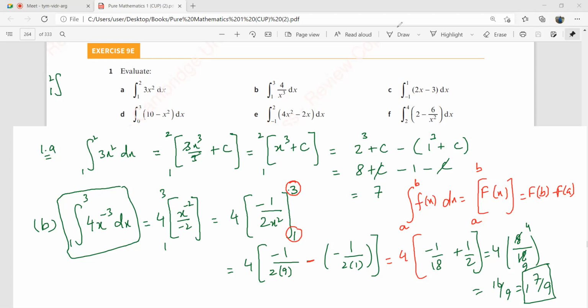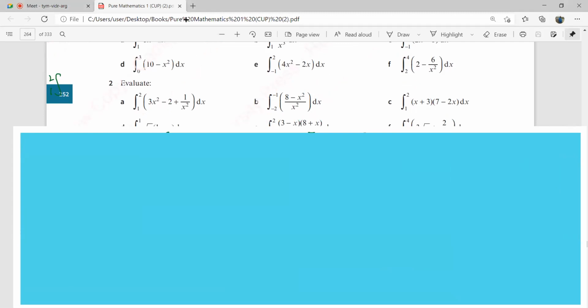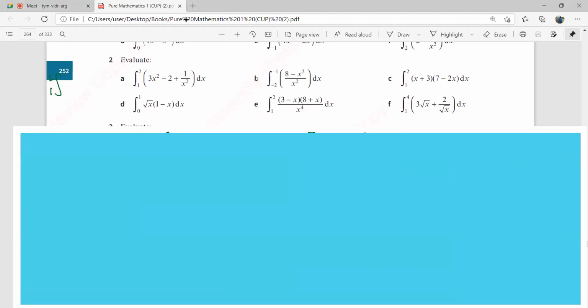Yes. Okay. Now let's try one more question. Okay, maybe apart from question number 2. You see, this will keep on varying, the different situations where you have to simplify these expressions before you integrate it. Let me try this question number 2.